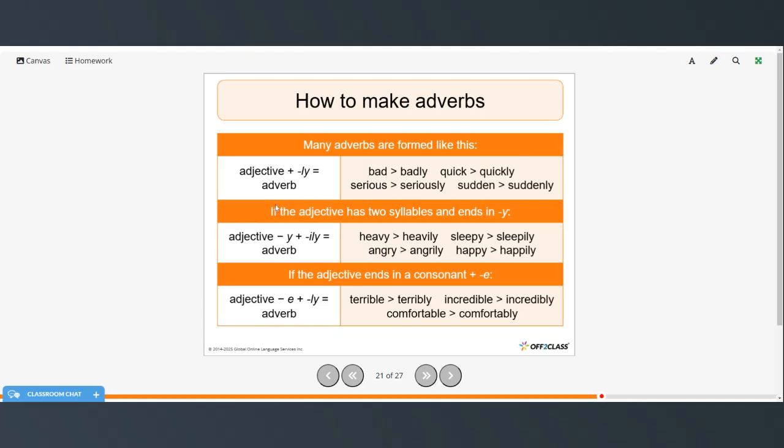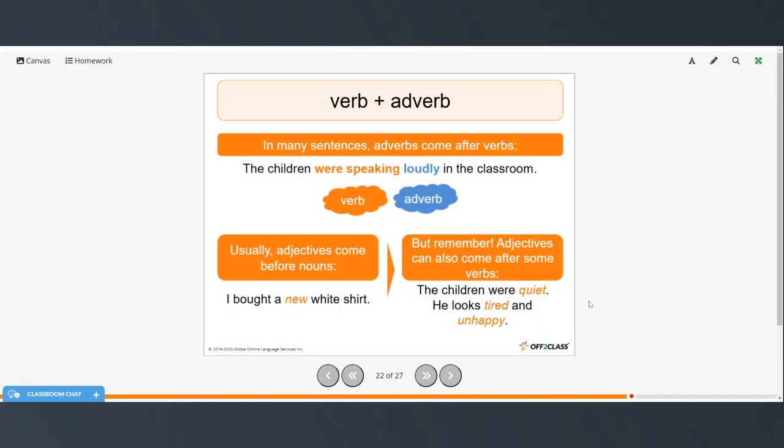All right, so again, this is just another review of how to make adverbs. In many sentences, the adverbs come after the verbs. So the children were speaking loudly in the classroom. And usually adjectives come before nouns. I bought a new white shirt.